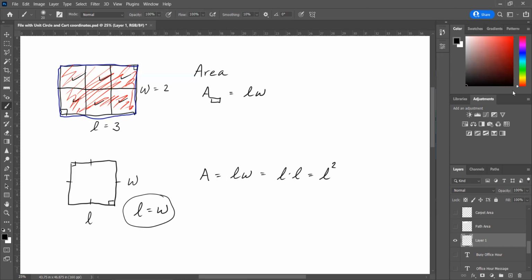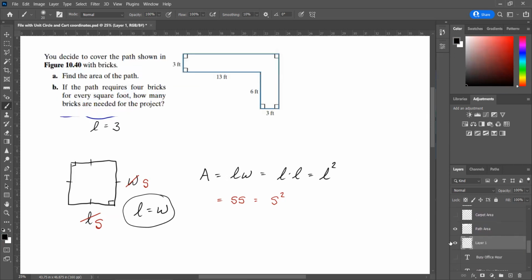Now it's most common that rather than calling that length and width, because one's not longer than the other, we just call them sides. So rather than length times width, we've now got side times side, which is side squared. You can get the area of a square just by taking one side and multiplying that length by itself. Of course, we've got some other shapes, but let's work our way through that. I've got a couple of problems here that'll help us solve those.